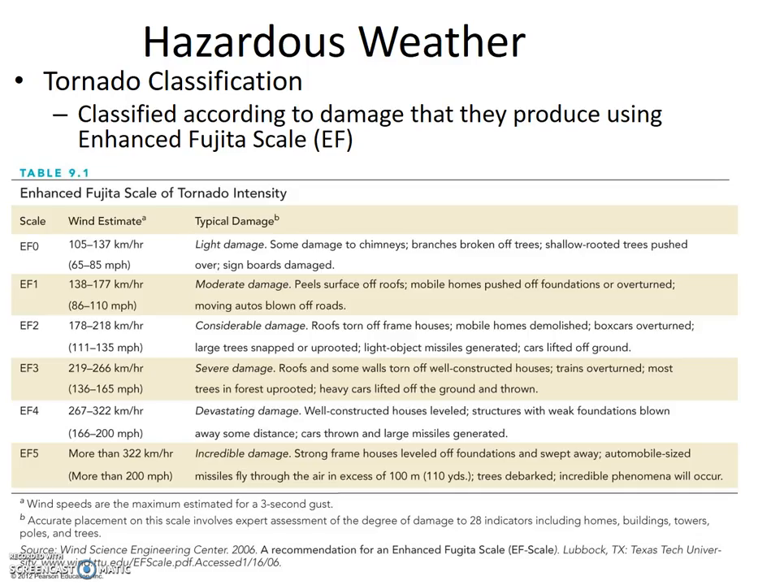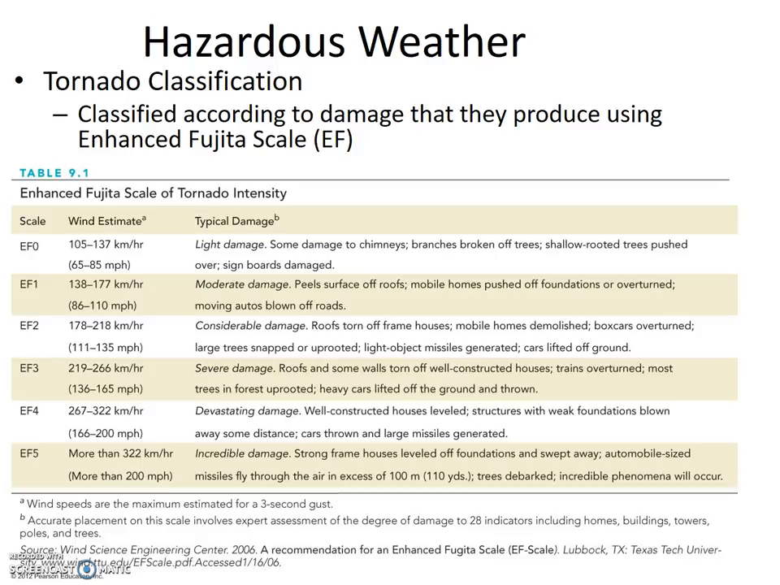Tornado classification is according to the damage that they produce, using the Enhanced Fujita Scale, EF. This table shows the scale of tornado intensity and can be found in your book and online. I will just cover a bit of it, but I encourage you to carefully read the whole table on your own. Okay, an EF0, the least scary tornado, winds 65 to 85 miles per hour.